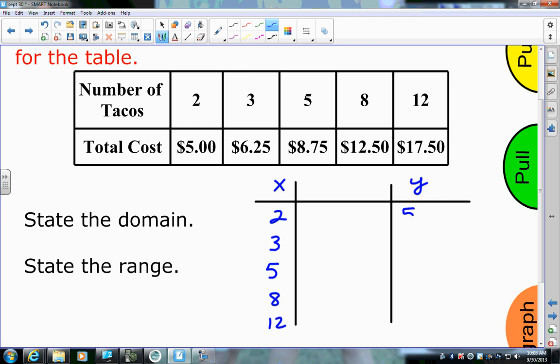Then I have 5, 6.25, 8.75, 12.50, 17.5. Okay, to find the equation, step 1, you need to do delta Y. You need to do the change in Y.